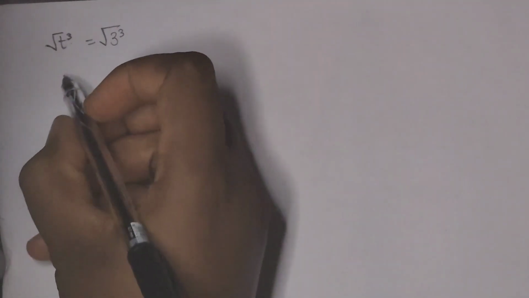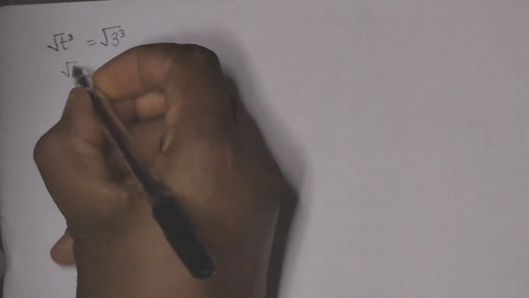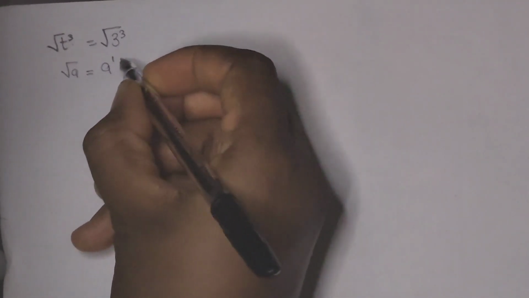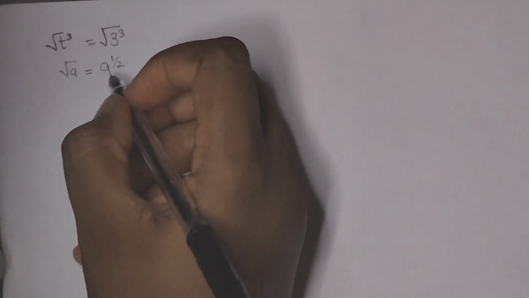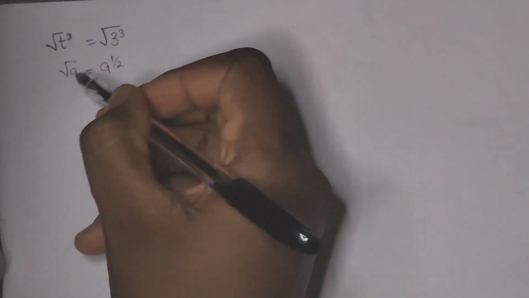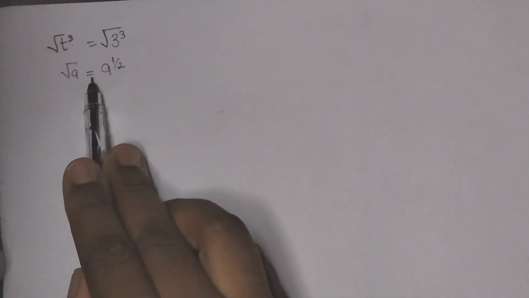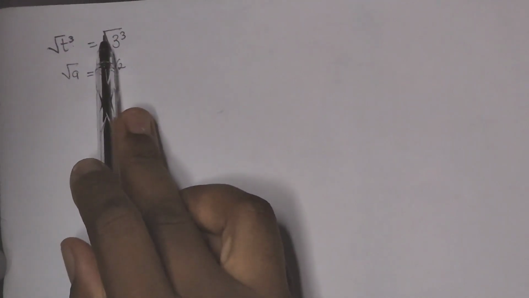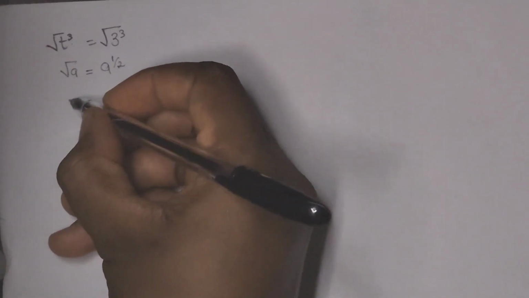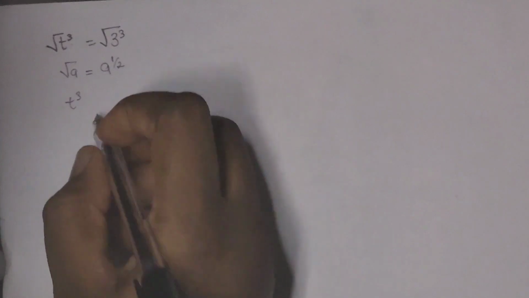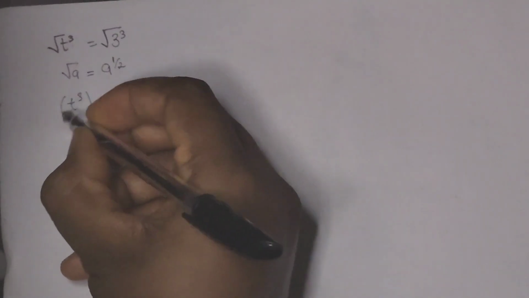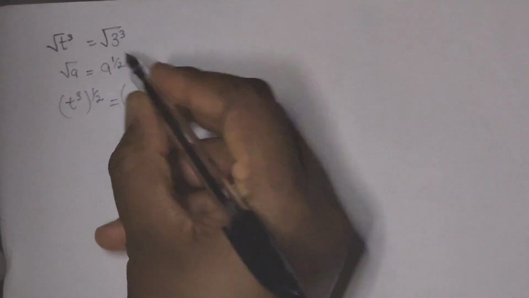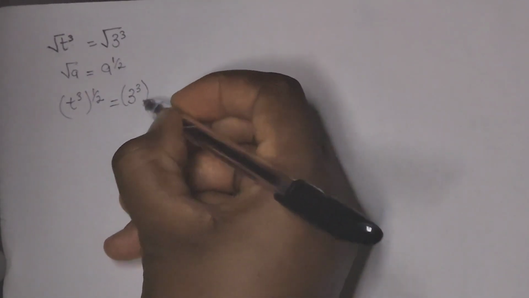So let's remember the rule that says the square root of a is equal to a to the power of half. If we apply this to our equation, we'll then be having t raised to power 3, all to the power of half, equal to 3 raised to power 3, all to the power of half.